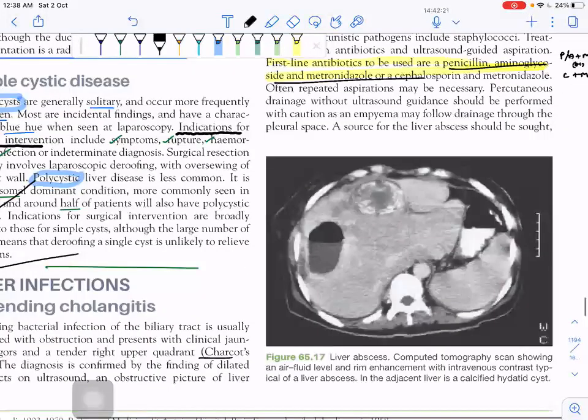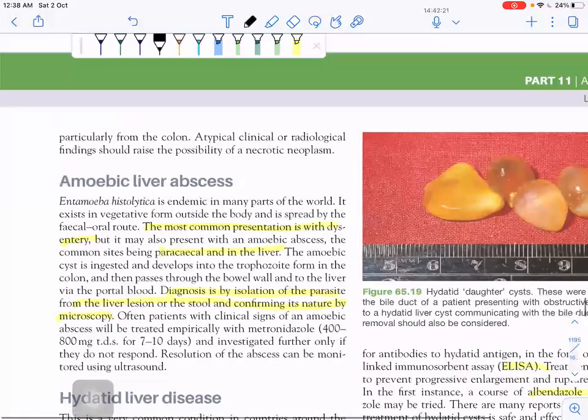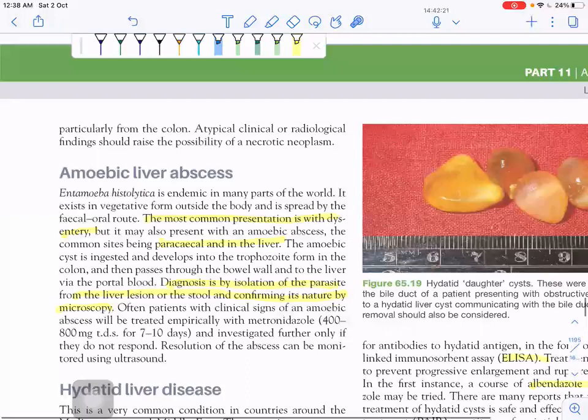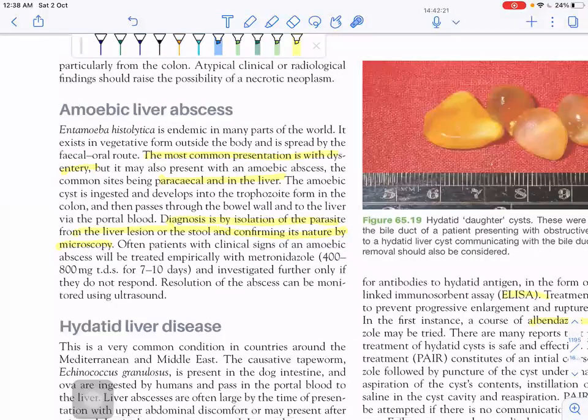Next comes the amoebic liver abscess. The most common presentation with amoebic liver abscess is dysentery. The common site of occurrence is paracecal and the liver. The amoebic liver abscess will present in the cecum also. Paracecal and the liver are the most common site. Diagnosis is by isolation of the parasite from the liver lesion or stool, or confirming its nature by microscopy. So there are three things.